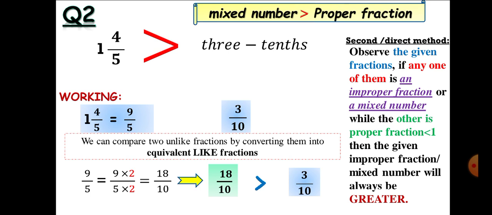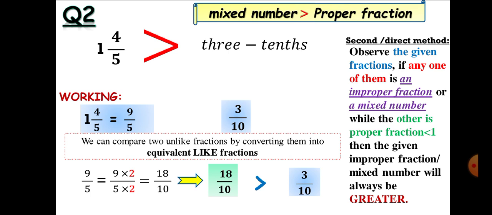Let's convert the mixed number into an improper fraction. 1 multiplied by 5 equals 5, plus 4 equals 9. So I'm getting 9 over 5, and 3/10 basically means 3 over 10. Now they are unlike fractions, so we have to convert them into equivalent fractions. Multiply 9/5 by 2 to get 18/10, and on the other hand we have 3/10. The denominators are the same.